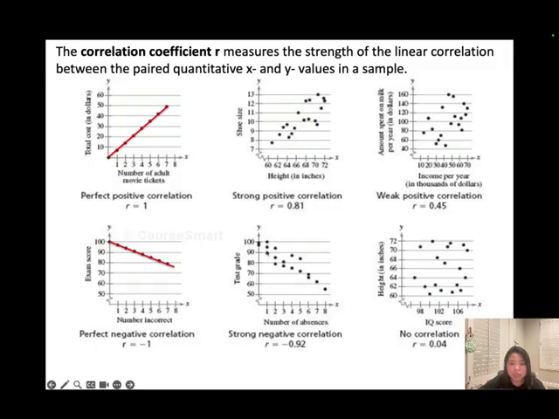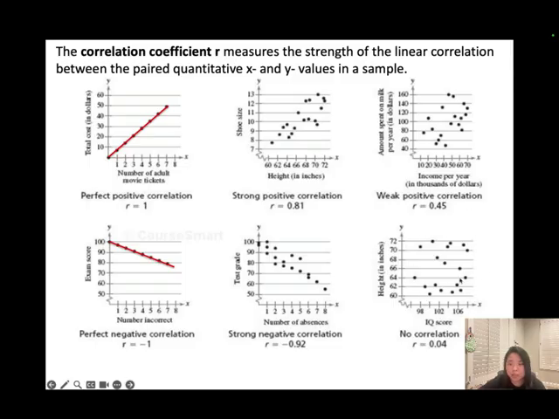This one, I can draw the straight line here, and all the points are really close to the straight line. So we're going to say this is a strong negative correlation. And then you could see the r, the correlation coefficient, is -0.92. Last one.